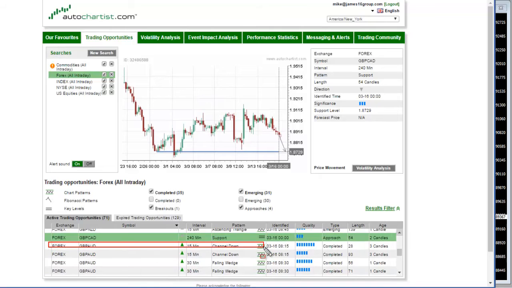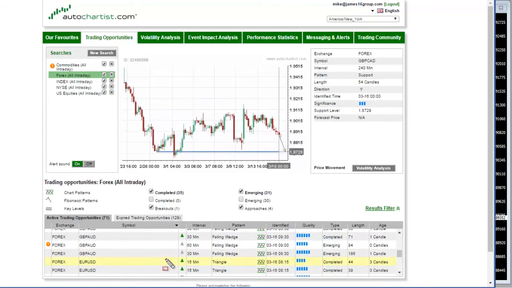We have a 15-minute channel down indicating a move higher. We have another 15-minute channel down indicating a move higher. A falling wedge indicating a move higher. We have a 60-minute falling wedge indicating a move higher.